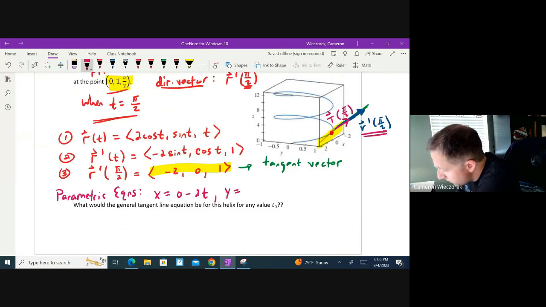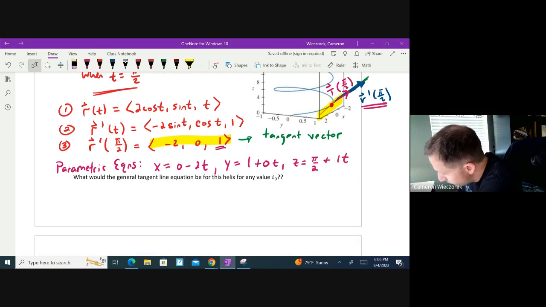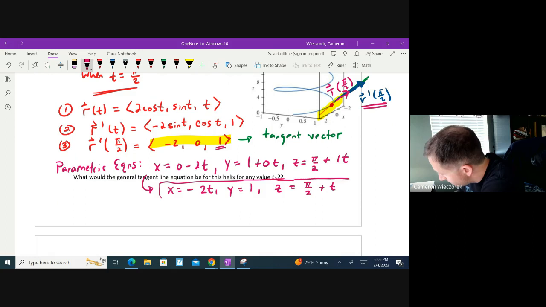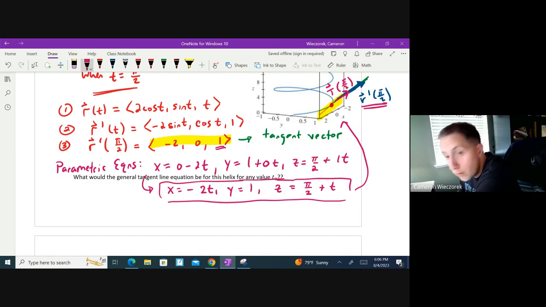Y is 1 plus 0t, and z passed through the point pi over 2, and the z component of r prime was 1, so plus 1t. I'm going to simplify these. So I end up with x equals negative 2t, y equals 1, and z equals pi over 2 plus t. That would be a parametric expression for this tangent line here in yellow, to that point on the curve.